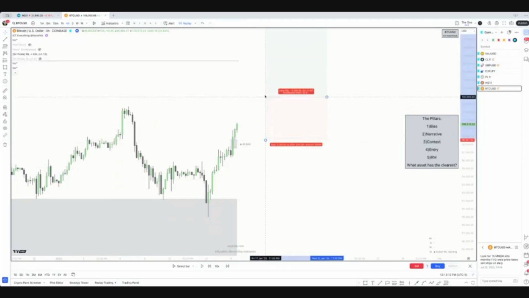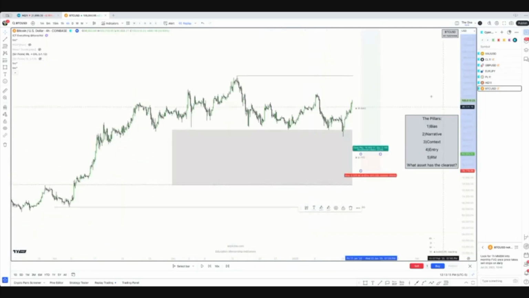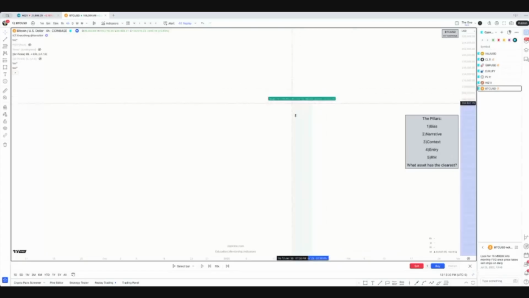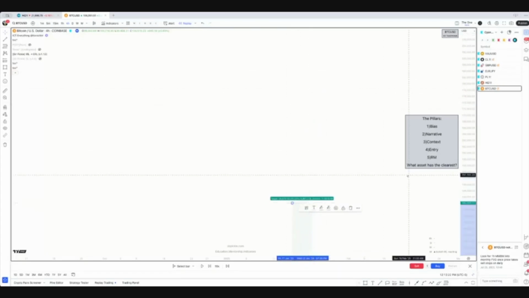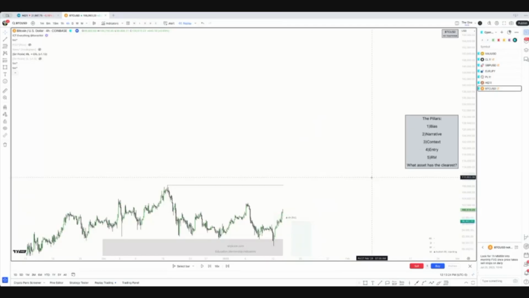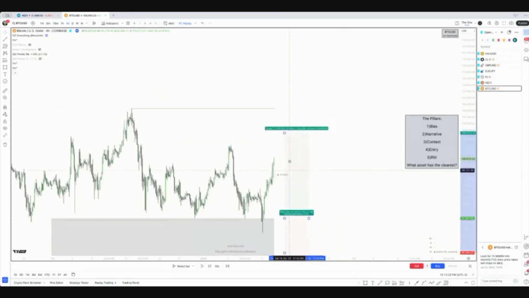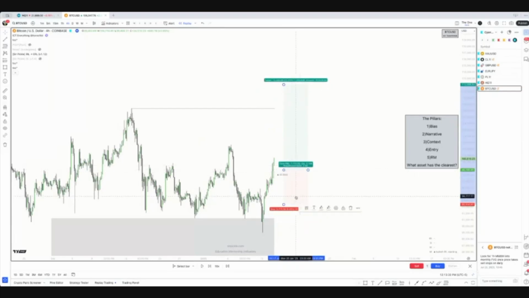Whoa, why is my thing like that? Yo, why is that so high up there? Let me fix that. Those are those 1 million R trades. I think Dina had the same problem earlier. Must be a bug on TradingView today. Yeah, I've never seen that before, but all good, all good.